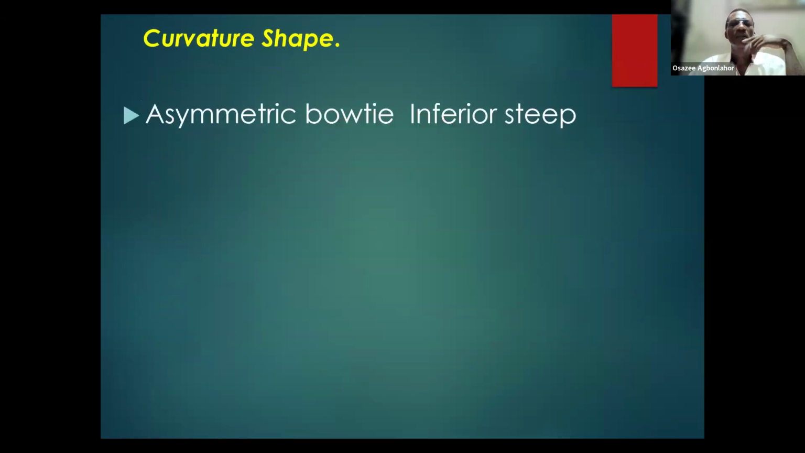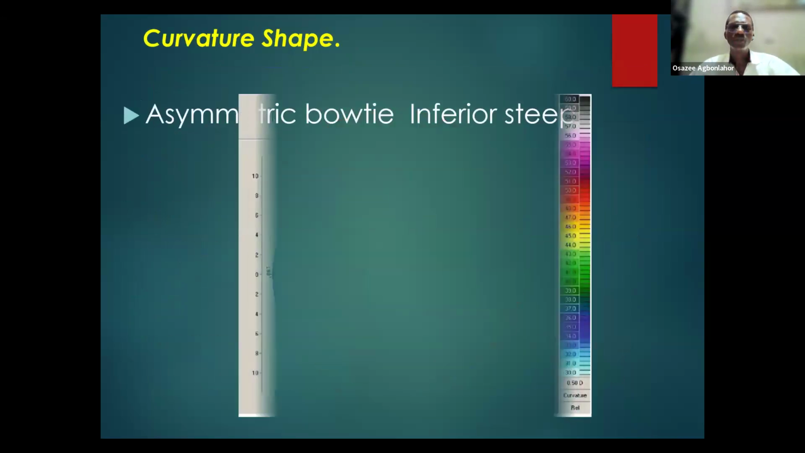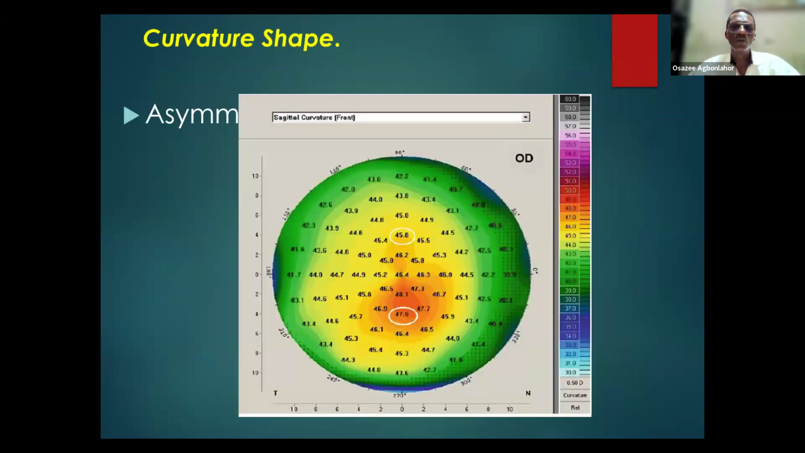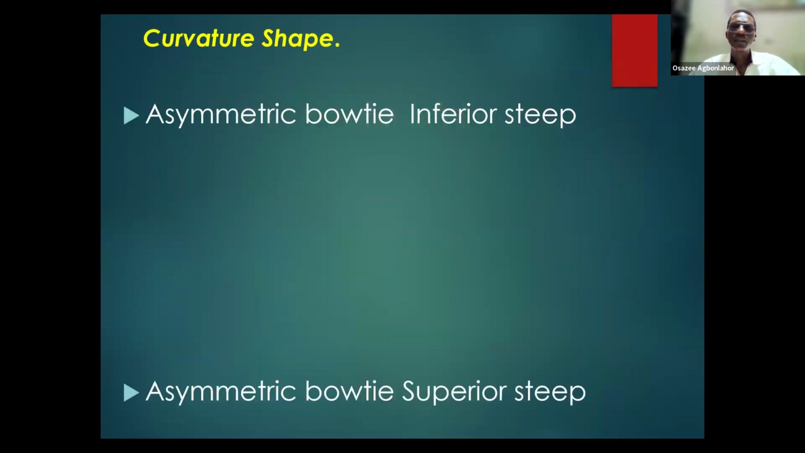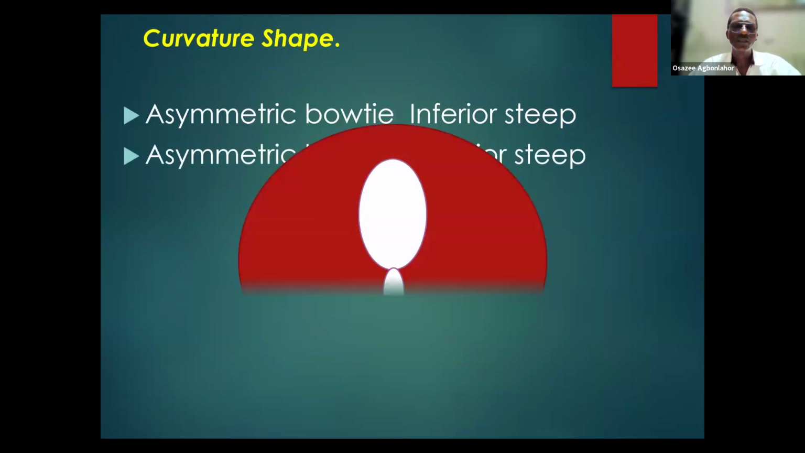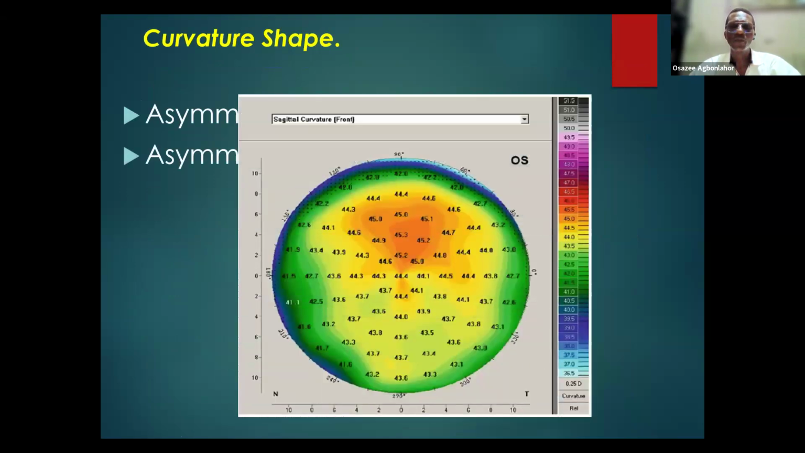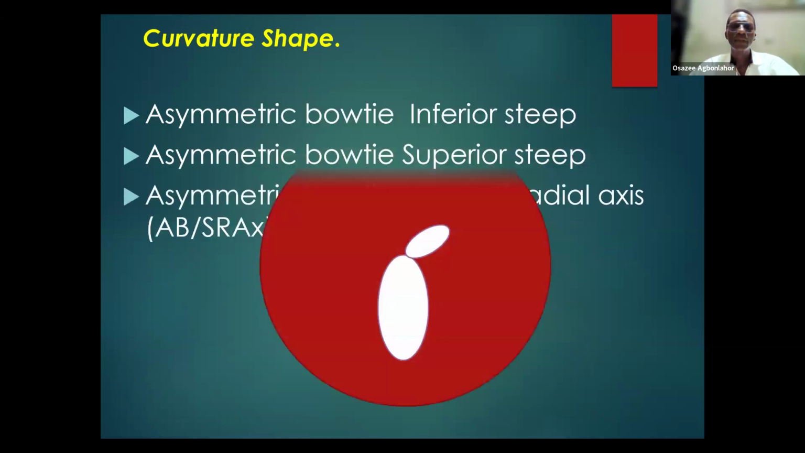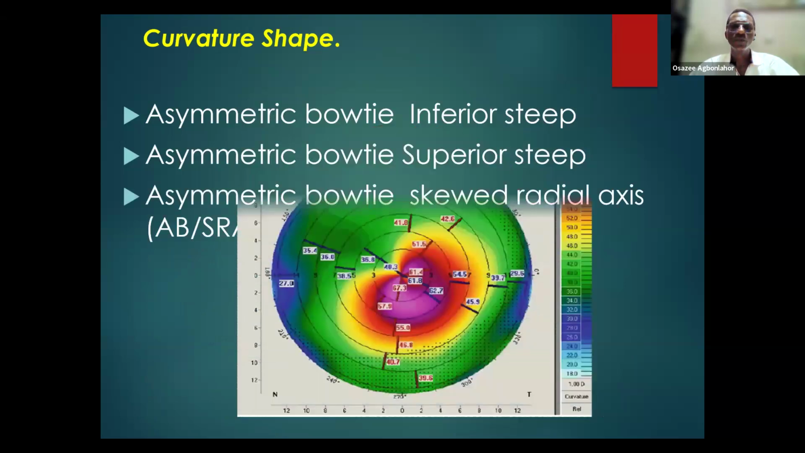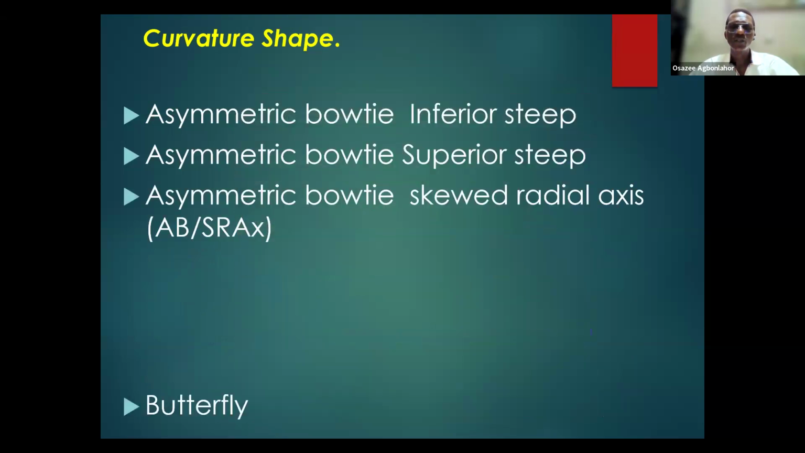All right, so we have a symmetric bow tie inferior tip. This is how it looks. There are a lot of pictures in this slide, so I just have to quickly run. This is a superior asymmetric bow tie. This is also another asymmetric bow tie, but it is skewed, just like I mentioned earlier.